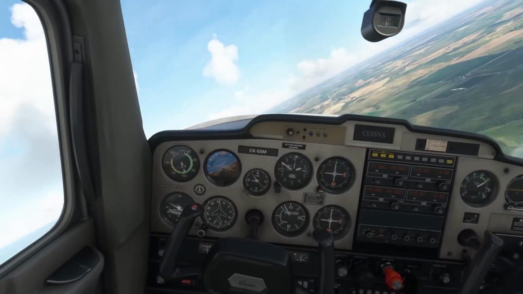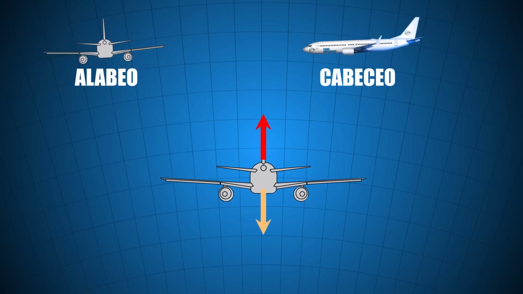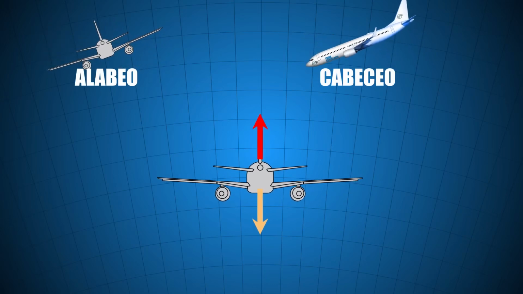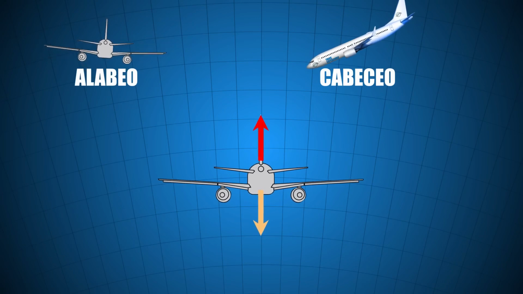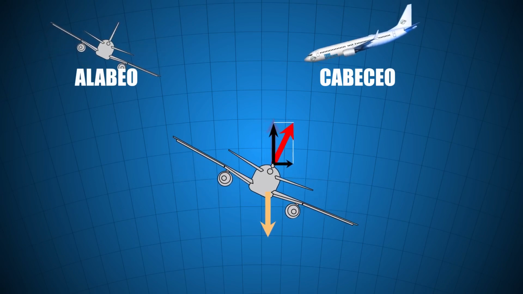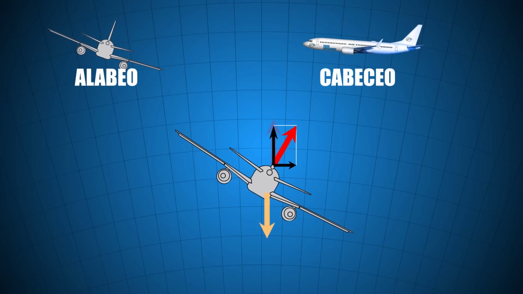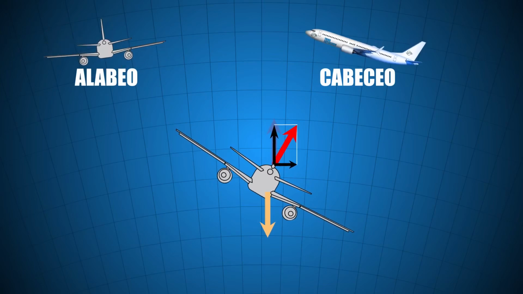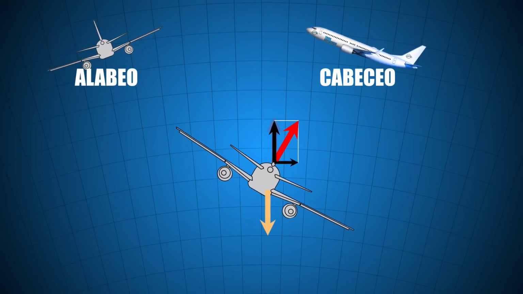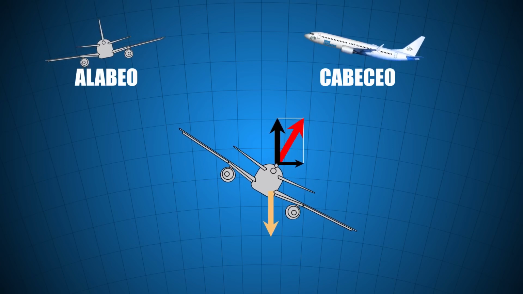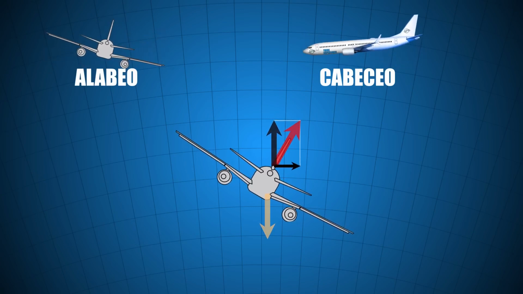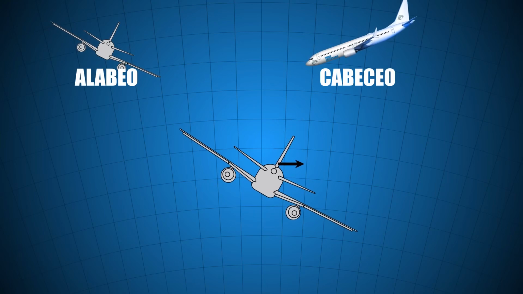In banking, during turns, the movements of banking and pitching are actually combined, since when the aircraft rotates, the lift force component also turns. However, the aircraft's weight remains constant. To maintain altitude, a slight pitch is applied. This will increase the angle of attack and lift, maintaining the same vertical component. The lateral component makes the aircraft turn.